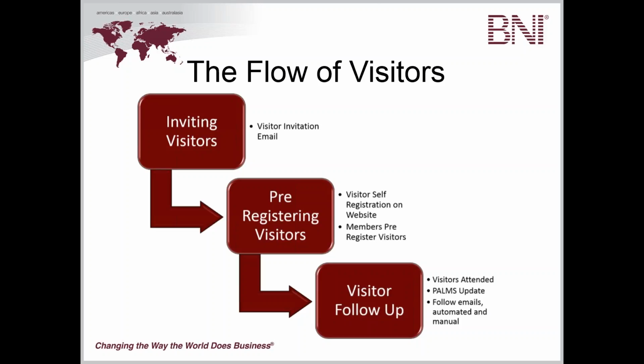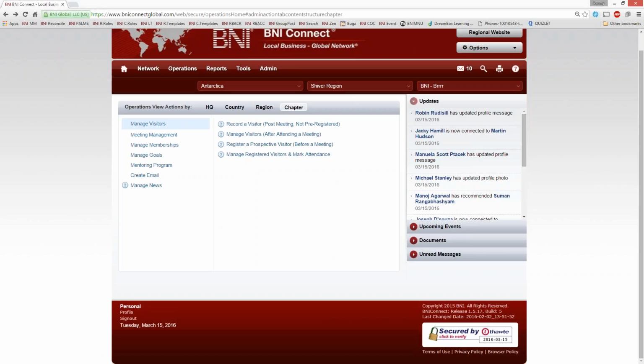So let's take a look at how that works in BNI Connect. There are 2 ways that a visitor can be registered for an upcoming meeting. One way is through BNI Connect. So you log into BNI Connect, you can register all of your visitors that are coming to the upcoming meetings. The other way is through your regional website and your chapter pages, and I'll show you that as well.